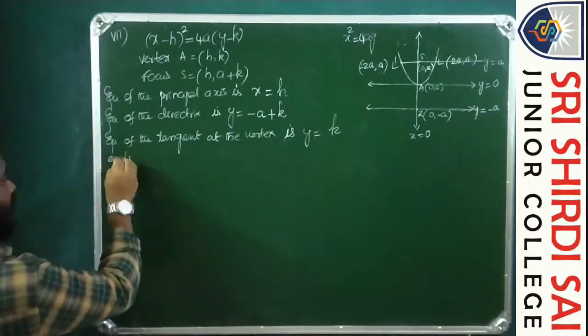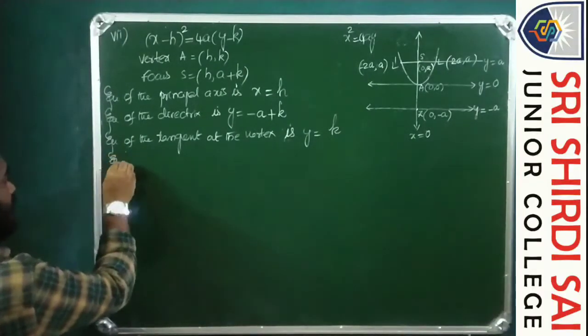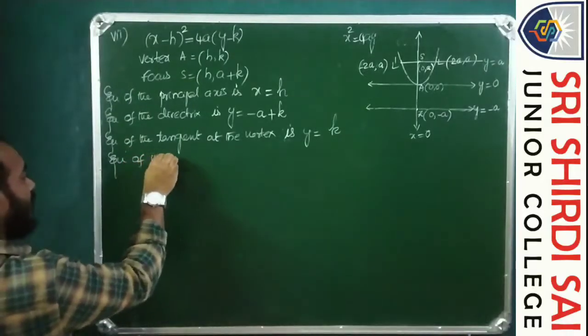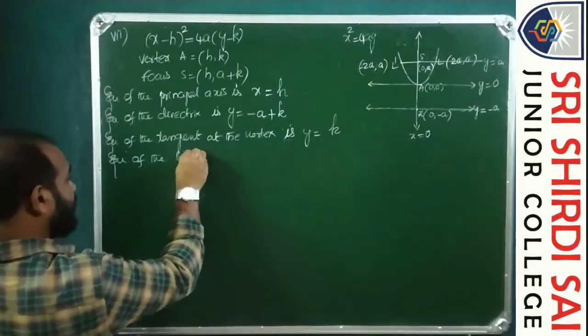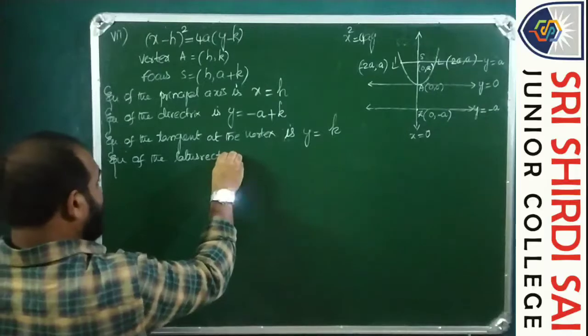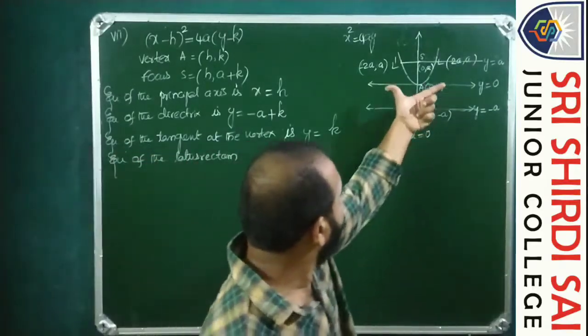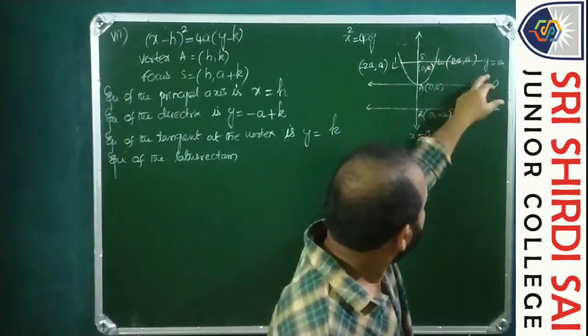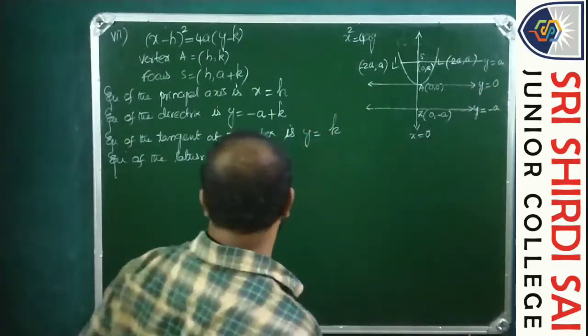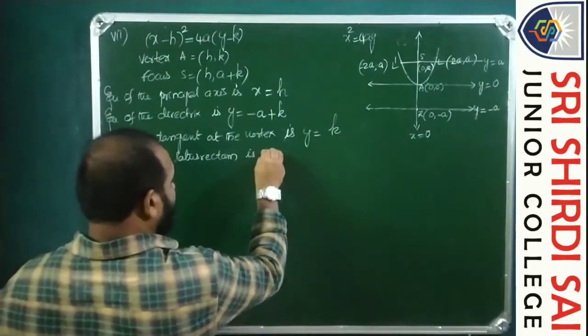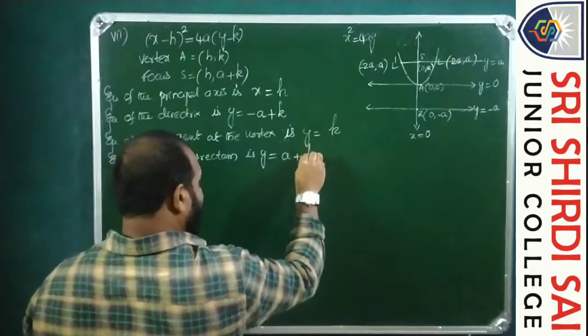Next, the equation of the latus rectum. This is the equation of the latus rectum earlier. So y equals a. So here y equals a plus k.